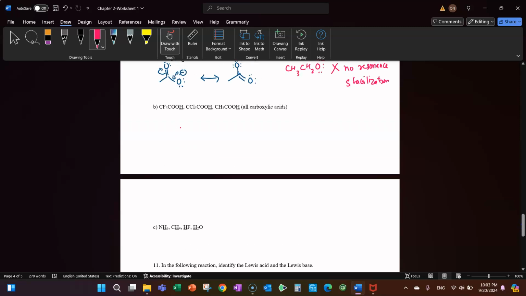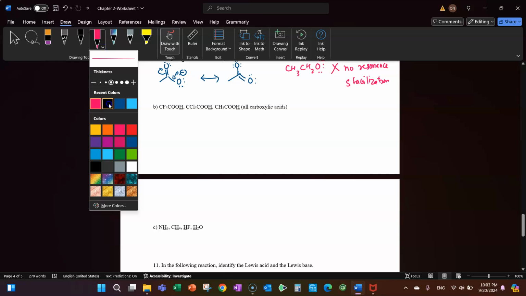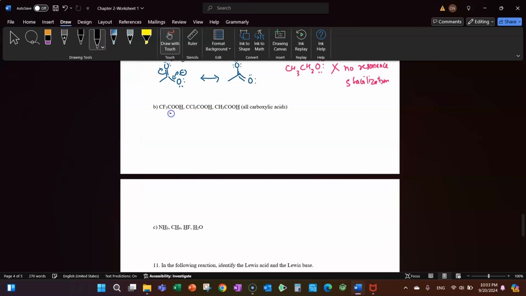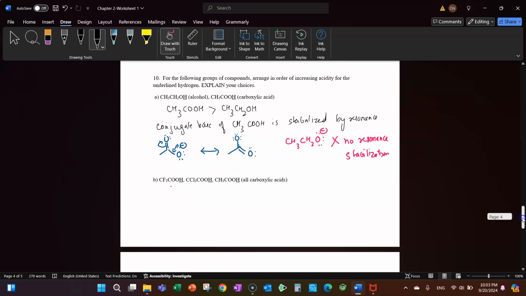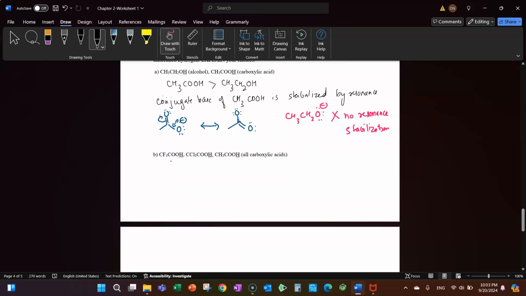In case of the second question, the trend would be based on inductive effect. The one which shows the greatest inductive effect will be the strongest acid. So it's increasing acidity. So we will say that, when they say increasing acidity, the lower one should be written first, right? So the least acidic would be CH3COOH, which will be less acidic than Cl3COOH, which will be less acidic than CF3COOH. So this is based on inductive effect.